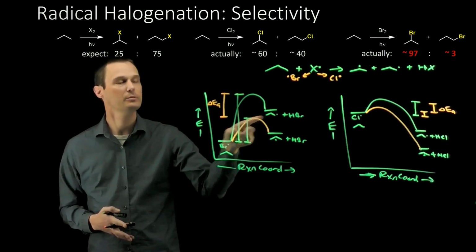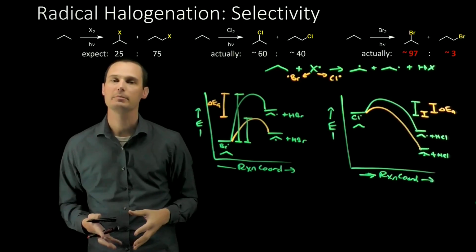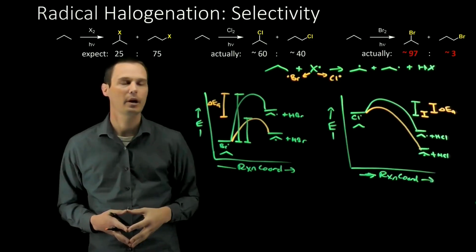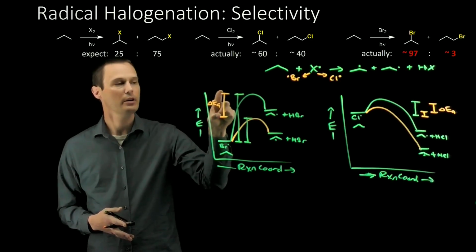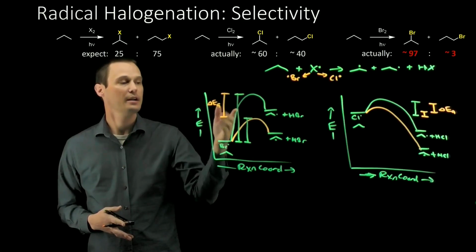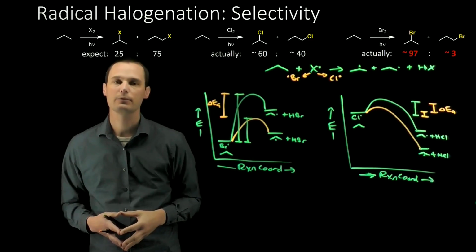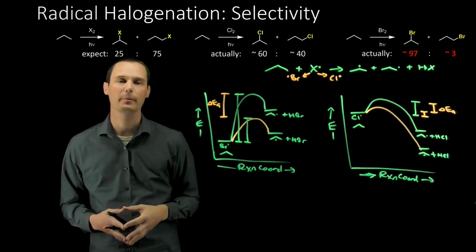The secondary radical is much more stable than the primary radical, so the transition state to form the secondary radical is much more stable than the transition state to form the primary radical. That means there's a large difference in the activation energy for these two processes. This large difference in activation energy means it's much easier, much faster, and therefore more selective to form the secondary radical than it is to form the primary radical.